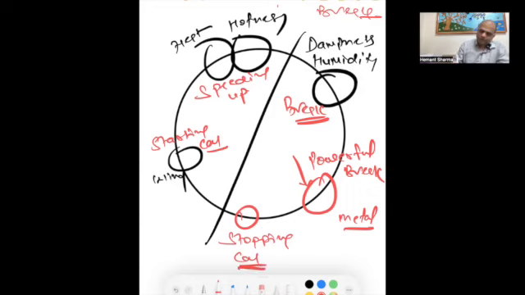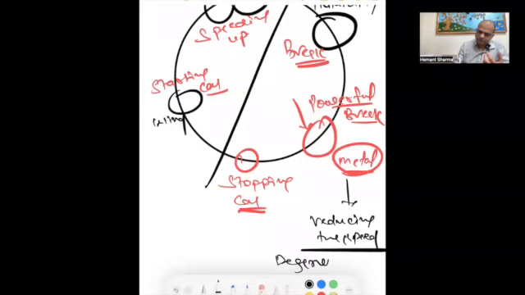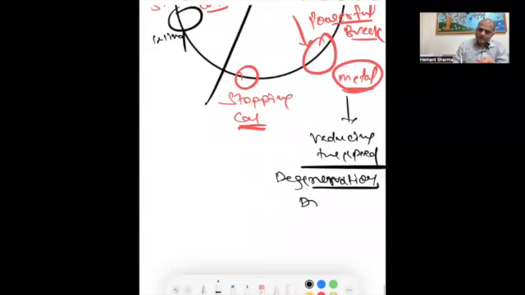So I am coming back to the metal element, meaning powerful brake. The meaning of powerful brake is reducing the speed, or we can say degeneration, something which is reducing, like reducing the speed, or degeneration, or drying. I will give you another example for clear understanding.